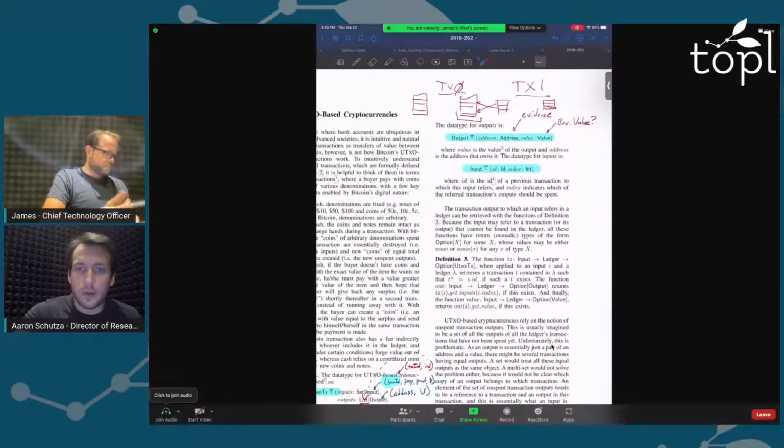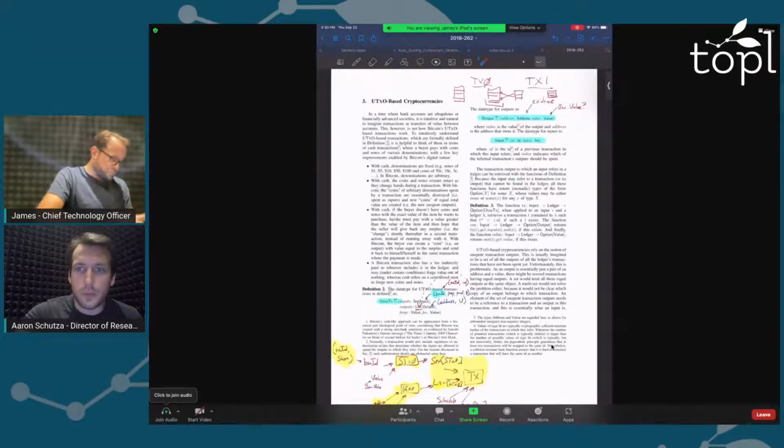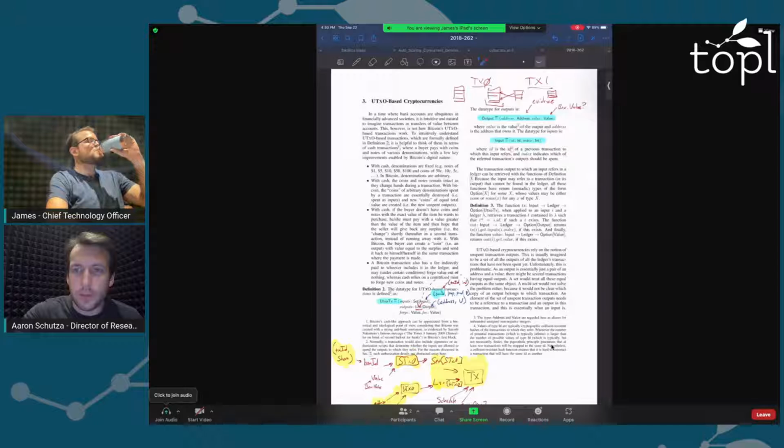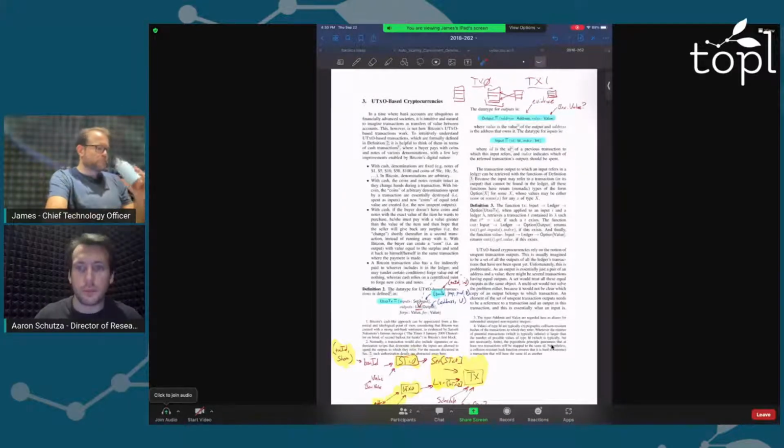Yeah, and then they further define the outputs and inputs, where the ID is the ID of the previous transaction to which an input refers. An index indicates which of the referred transaction's outputs would be spent. So an input consists of an ID and an index that basically denotes the unspent output that is provably spendable. And it's assumed that... are there any additional pieces of information that go into an input in the Topple UTXO system?